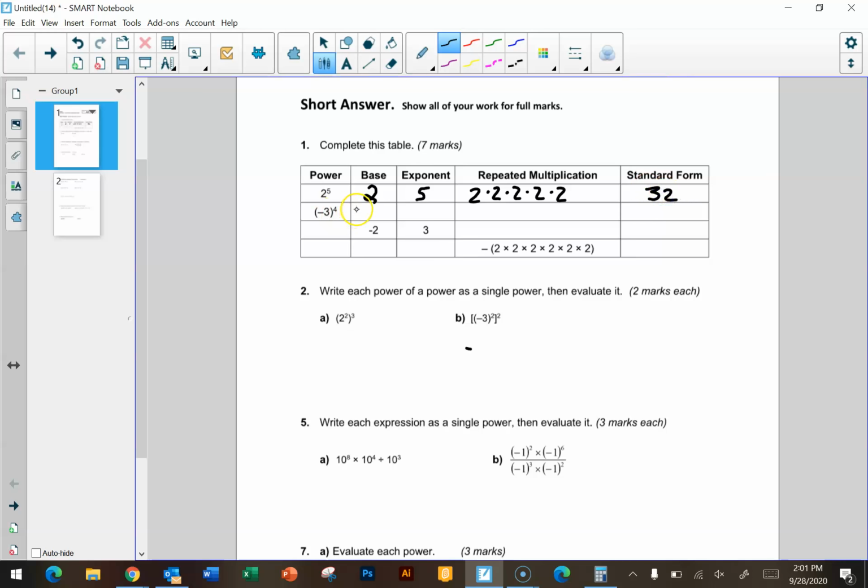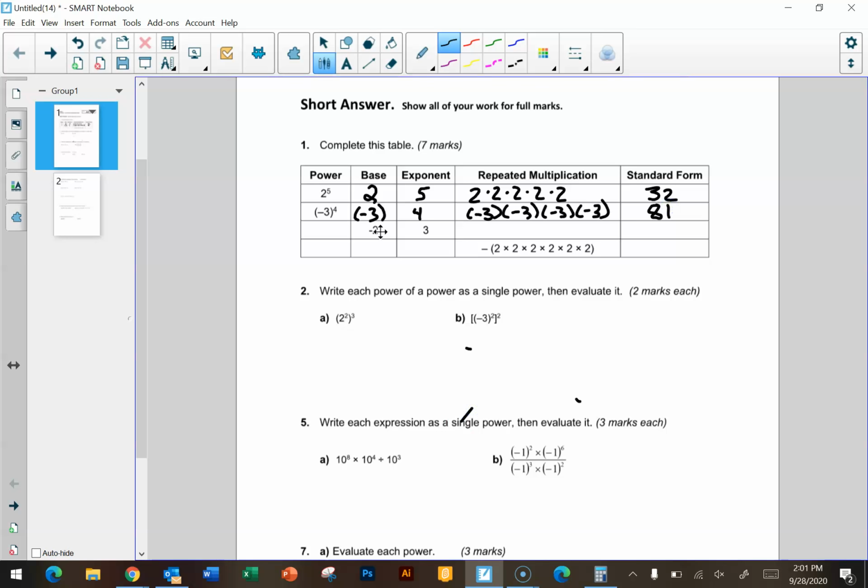This one, negative 3 to the power of 4, our base is negative 3, don't forget the brackets, our exponent is 4, and then what this means in repeated multiplication is it's negative 3 times negative 3 times negative 3 times negative 3, 4 times. So because the exponent is even, our answer is going to be positive. I always check that first. So 3 times 3 is 9, times 3 is 27, times 3 more is 81. I didn't worry about the negative signs because I knew the answer was going to be positive.